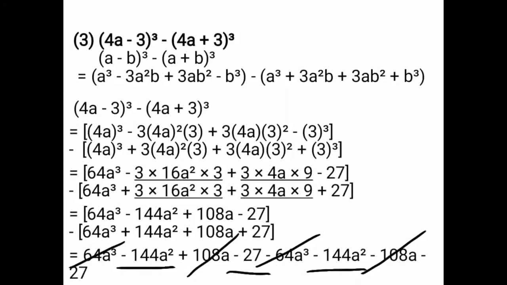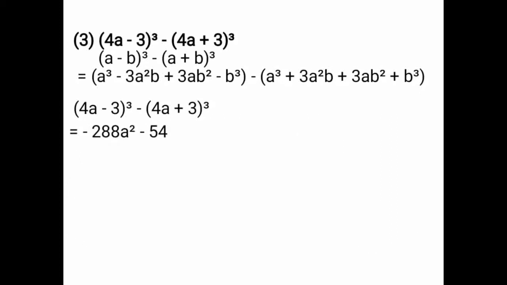Minus 27 minus 27. Again two negative equal numbers are there. Minus into minus is plus. 27 plus 27 is 54. If two negative equal numbers are there, the answer is minus. So the answer is coming minus 54. So the final answer is minus 288a square minus 54. This is your final answer.